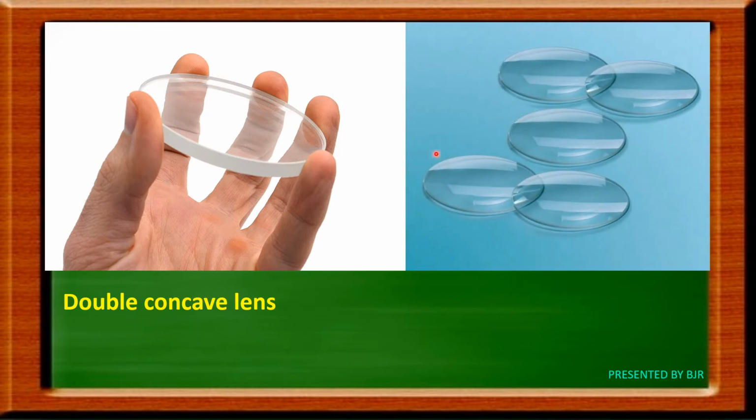Similarly, all these are the convex lenses. Okay, so these are also transparent materials bounded by two spherical surfaces which are curved outward. That is, they are thick at the middle. All these are thick at the middle as compared to edges. So that's why these lenses are called double convex lenses.